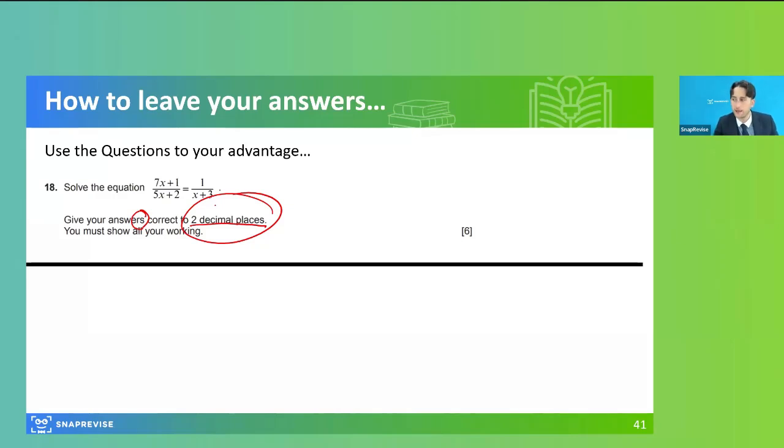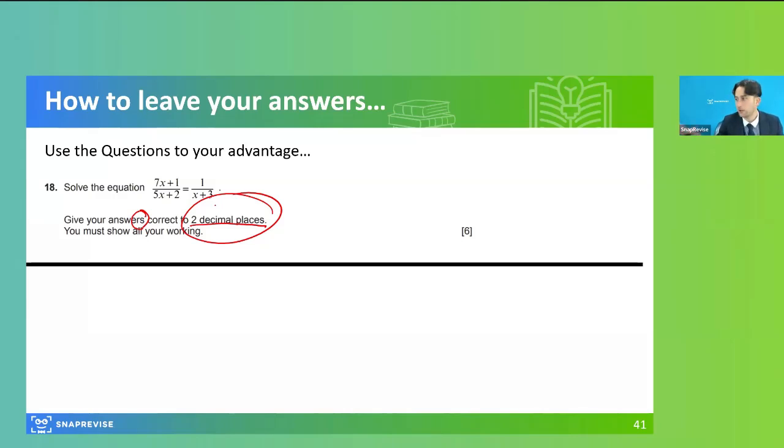If it says to 2dp, it's also telling you that this quadratic doesn't have nice answers. So don't sit there trying to factorize it because it doesn't factorize. Use your formula, use your calculator function, use whatever other technique, but don't try and factorize it. These are subtleties in the question that, if you can notice them, save you a lot of time.